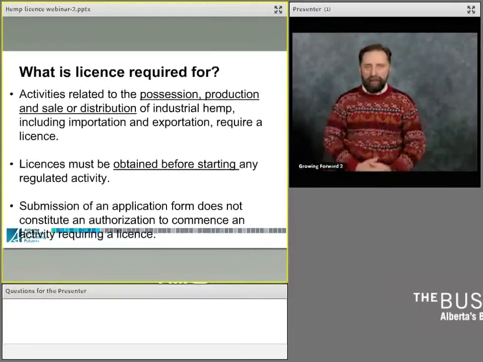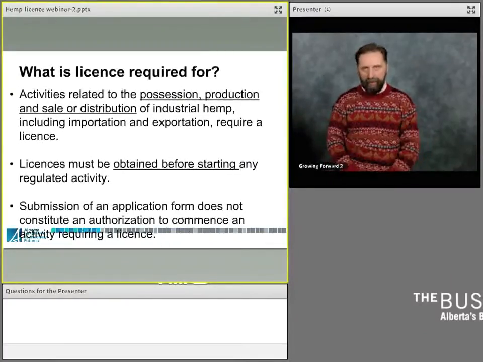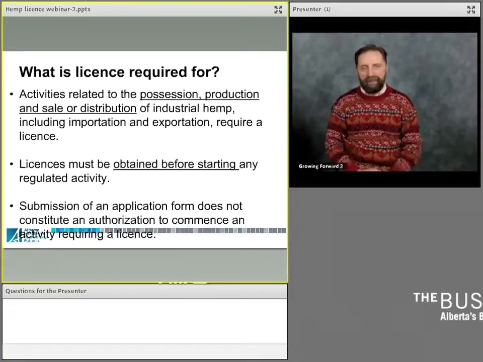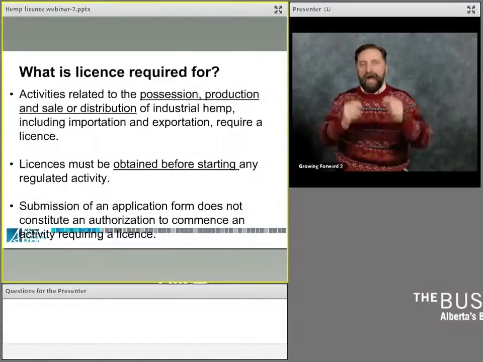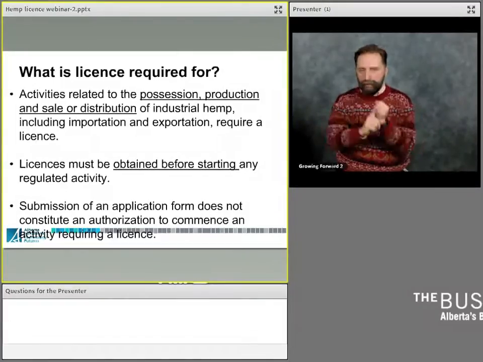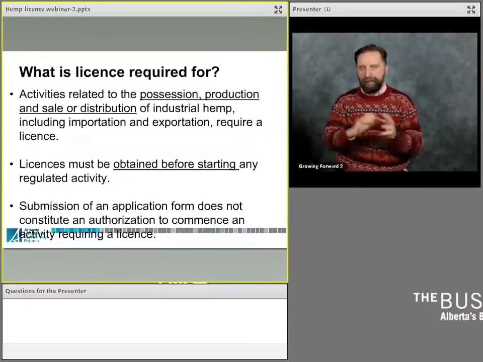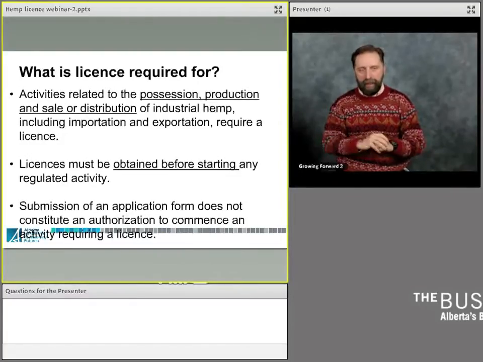So we're talking that if we need to grow hemp, we need a license. What is this license required for? All activities related to the possession, production, sale, and distribution of industrial hemp, and also importation and exportation of hemp, require a license. So pretty much whatever you do with industrial hemp, you need a license for, with some exceptions that I will be talking about momentarily.